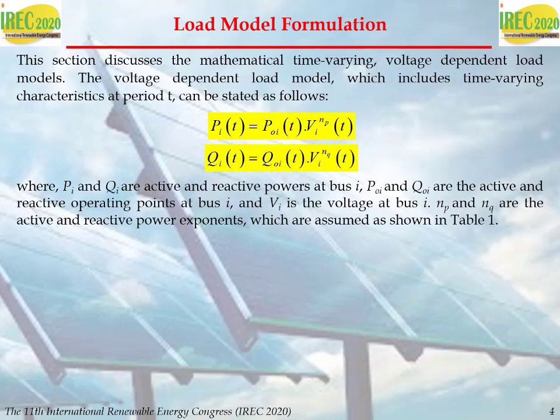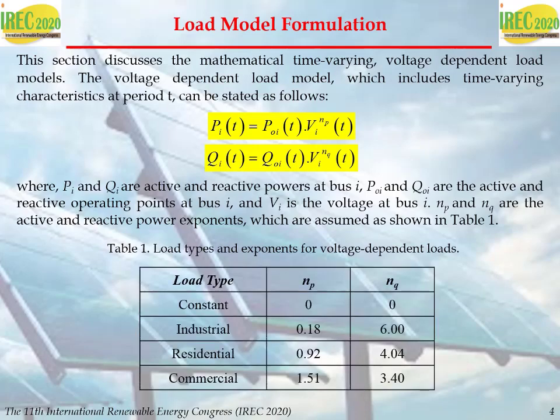Where Pi and Qi are the active and reactive power at bus i, P0i and Q0i are the active and reactive operating points at bus i, and Vi is the voltage at bus i. Np and Nq are the active and reactive power exponents, which are assumed as shown in table 1.